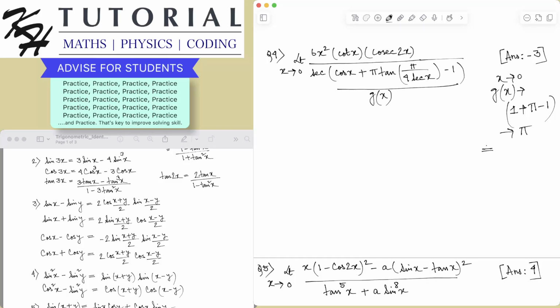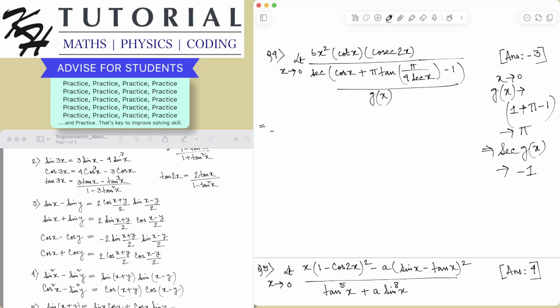So this implies that sec of g(x) is tending to sec of pi, which is 1 by cos of pi, and cos of pi is minus 1, so it is tending to minus 1. So in the given problem, the denominator is tending to the value minus 1, so we can clearly bring that outside the limit.